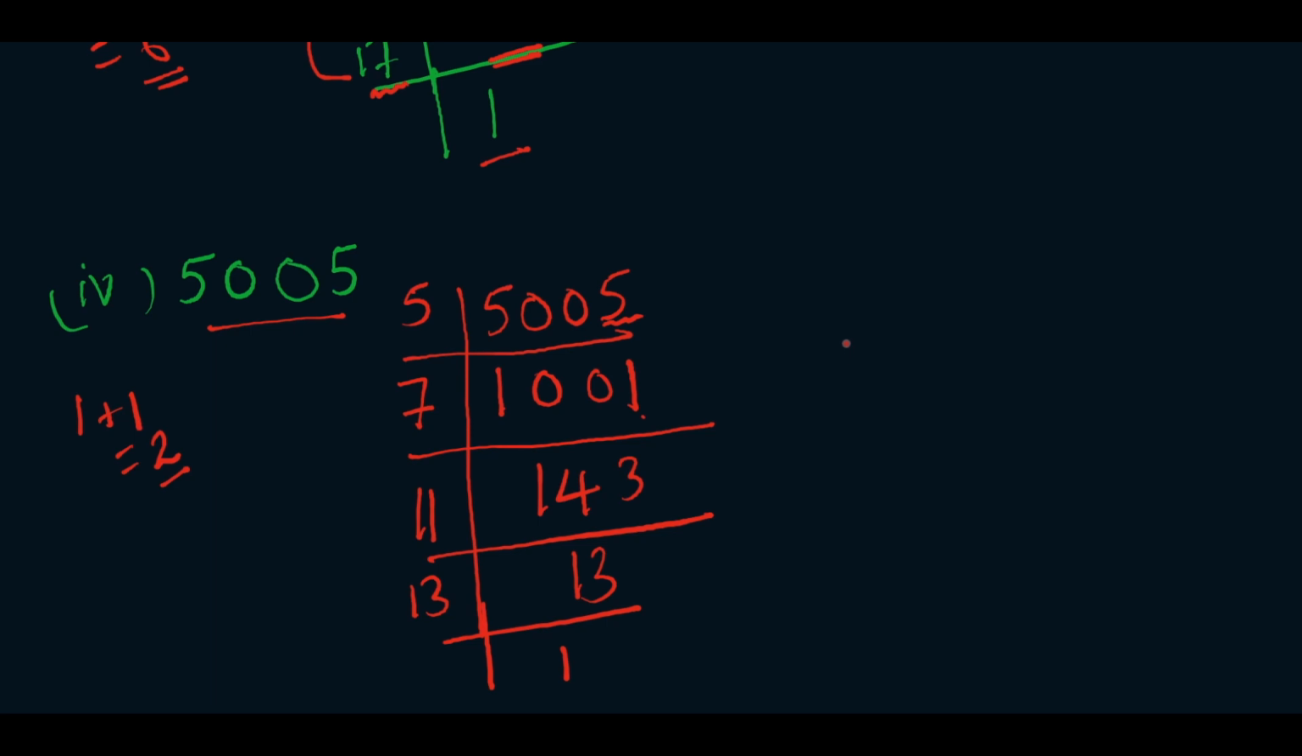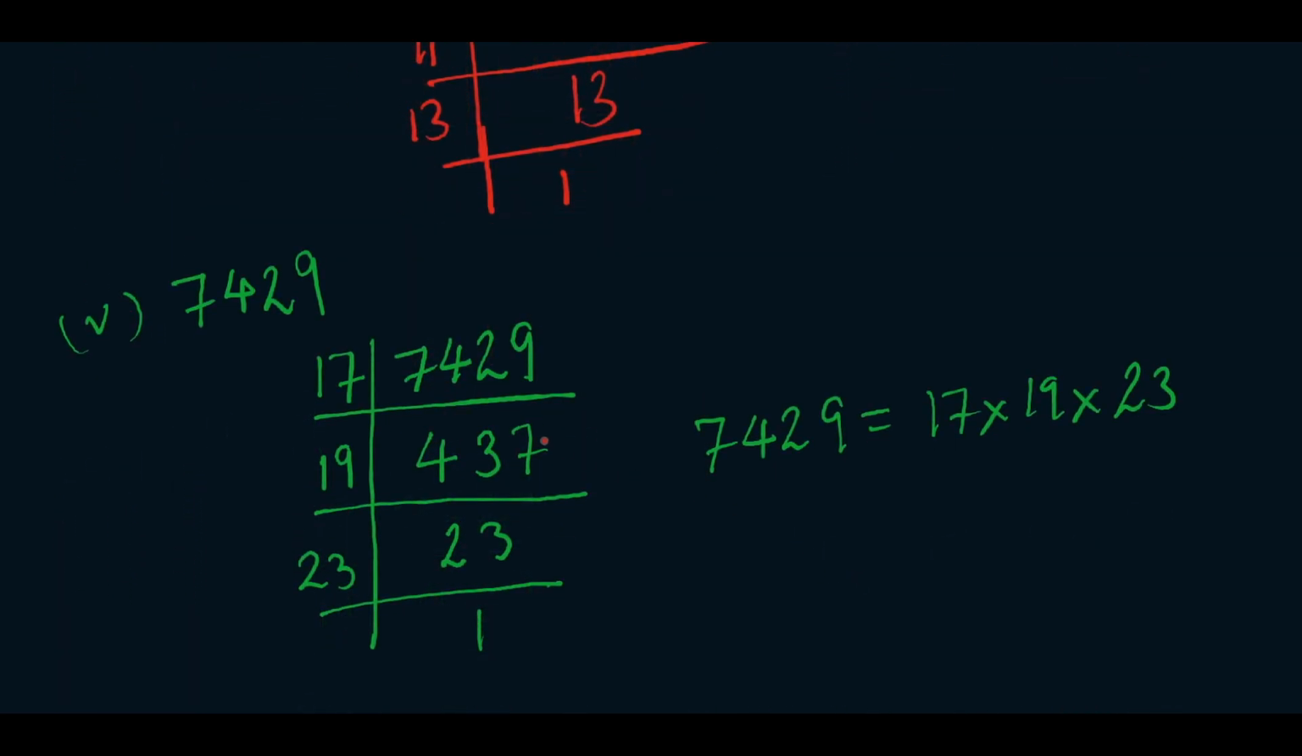So our prime factorization here is 5 multiplied by 7 multiplied by 11 multiplied by 13. So this is our answer. Now our last and final question is to get the factorization of 7429. This is a difficult question because you need to know the tables of 17, 19, 23 to get the answer.